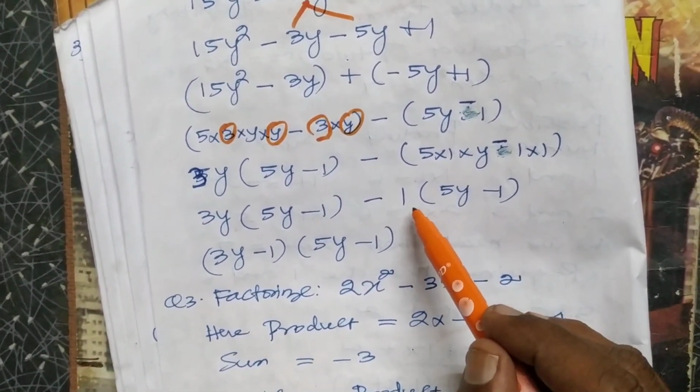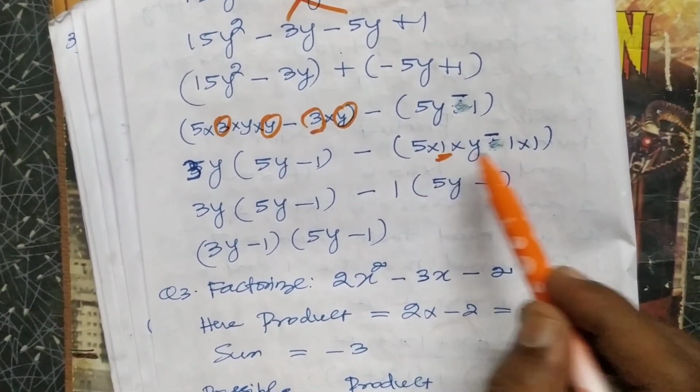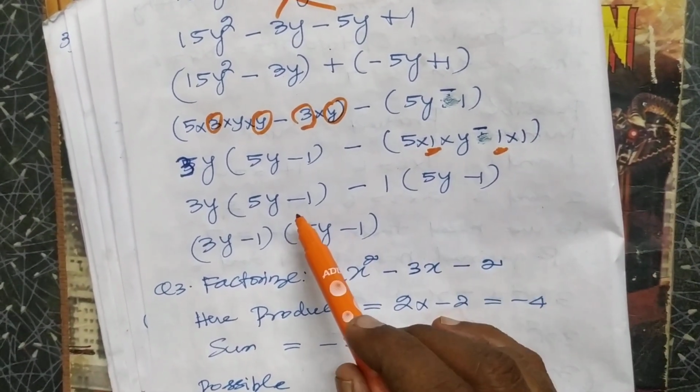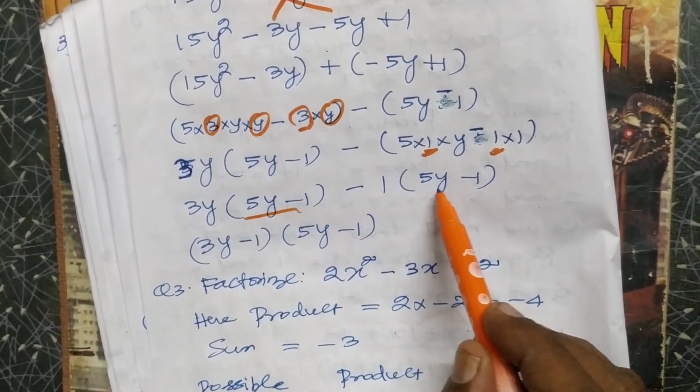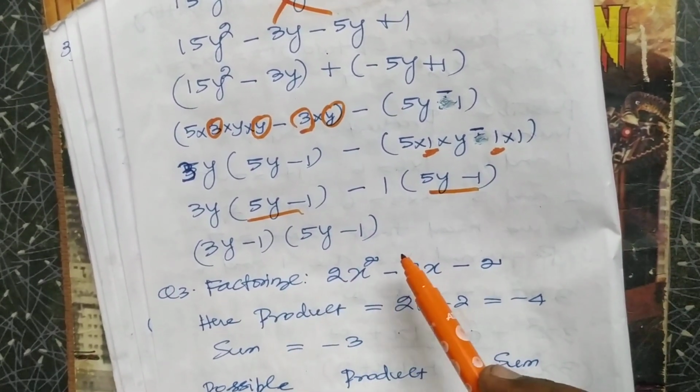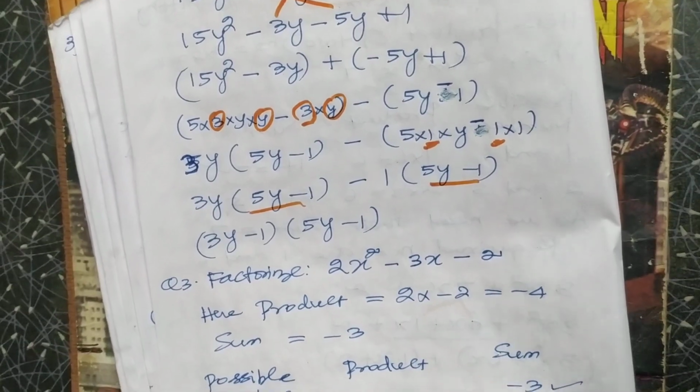Now take out the common factor here, 1. 1 is the common factor. 5y minus 1. Again 5y minus 1 is common. Therefore, taking out, 3y minus 1 into 5y minus 1. These are the two factors.